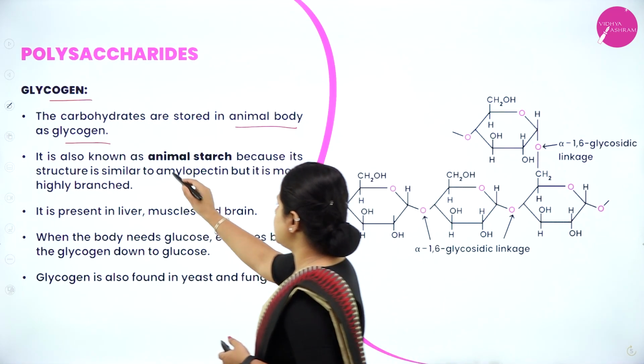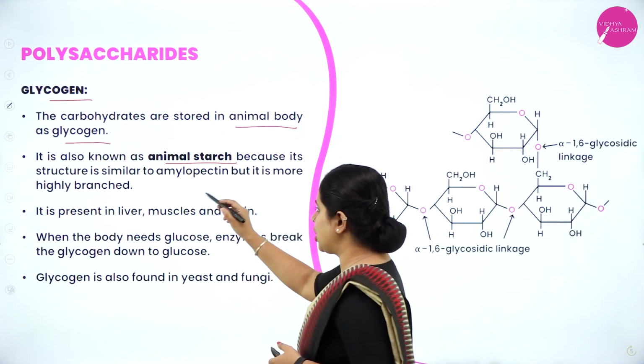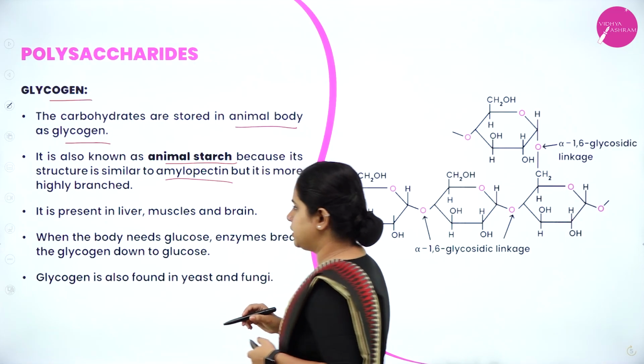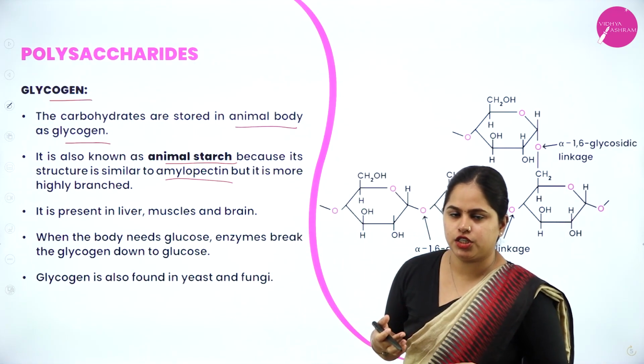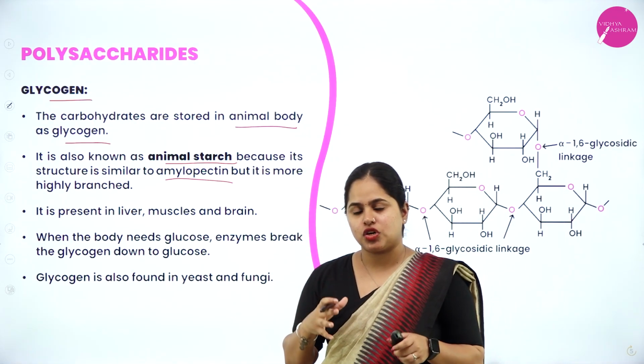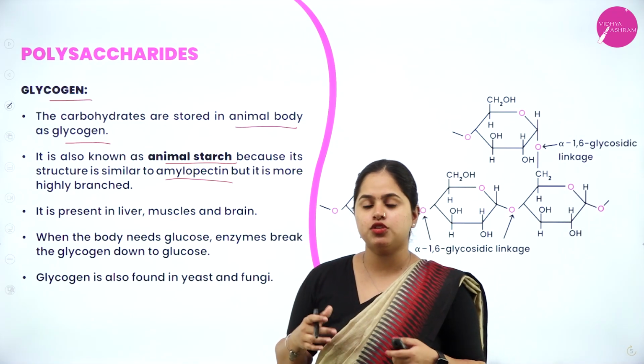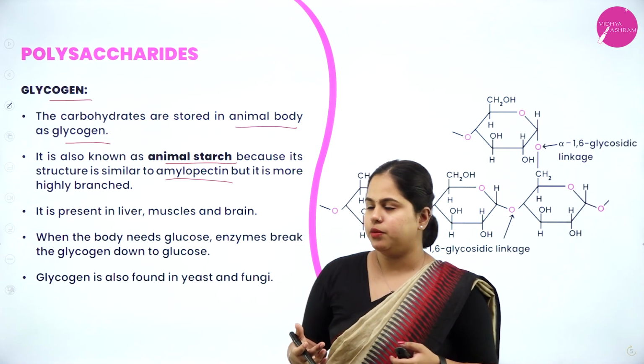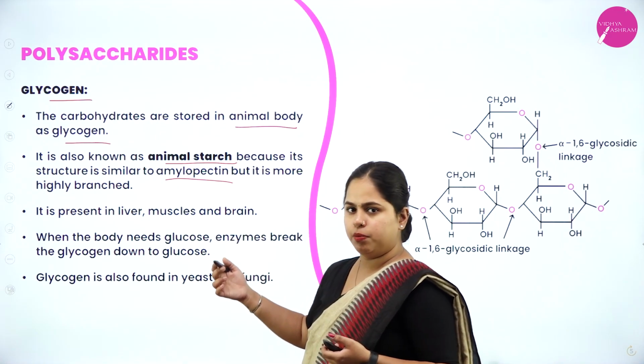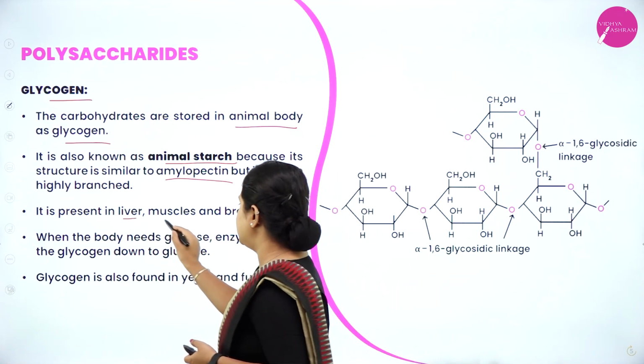It is also known as animal starch because its structure is similar to amylopectin. Amylopectin is a component of starch we have studied, right? So its structure is quite similar to amylopectin. So glycogen is also called as animal starch, but it is more highly branched. It is present in liver, muscles and brain.